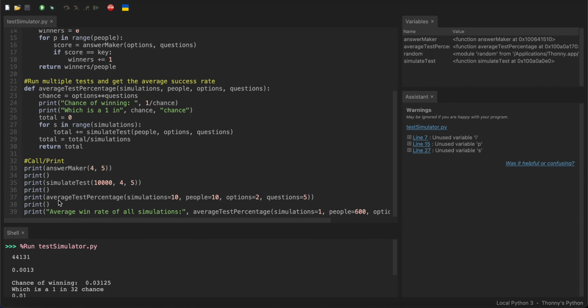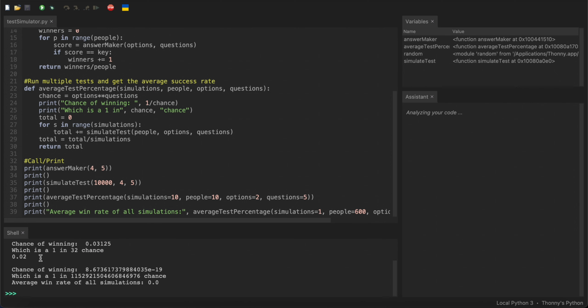So I gave an example down here. If we say it's a 5-question test with 4 answers each, you can see this time we got 44131, and that's the answer key. It doesn't have to be right, it doesn't have to be wrong.